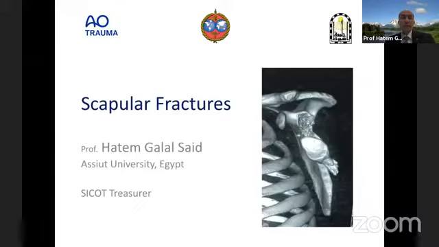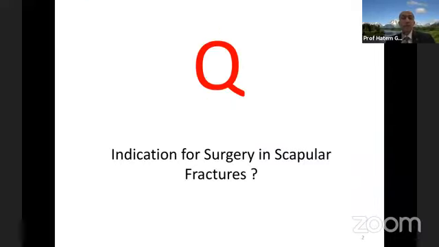But actually, in the last few years, we started to learn how to approach these fractures, how to operate on them, and how to get a good outcome from operating on them. And now the literature is proving the same all over the world. So the main question is, when should we operate? Because as I said, most of us were taught that you shouldn't operate on the scapula. They do well with conservative management, but the literature is telling us otherwise at the moment.